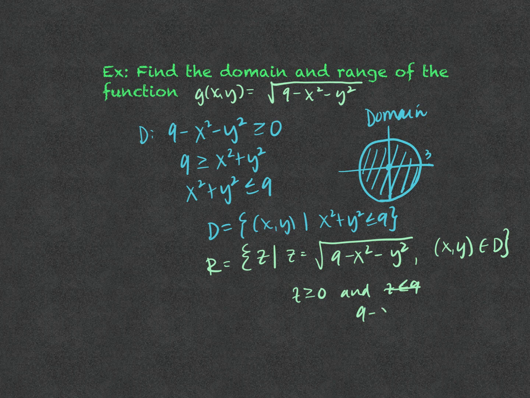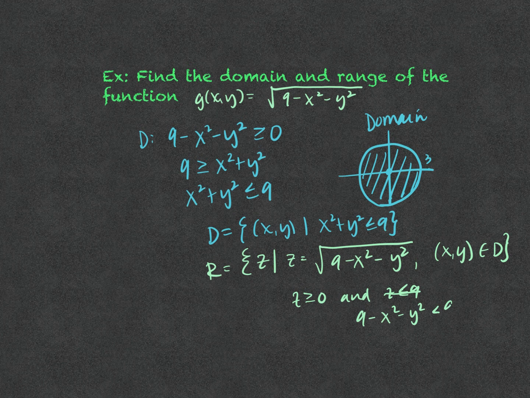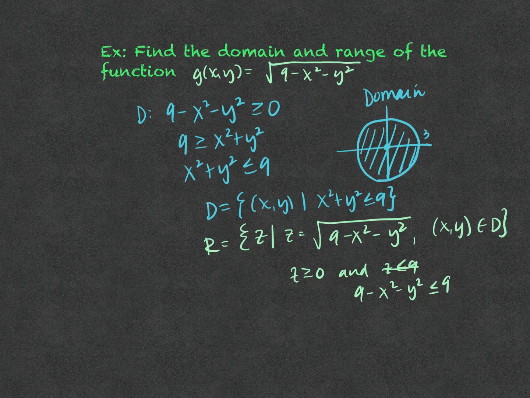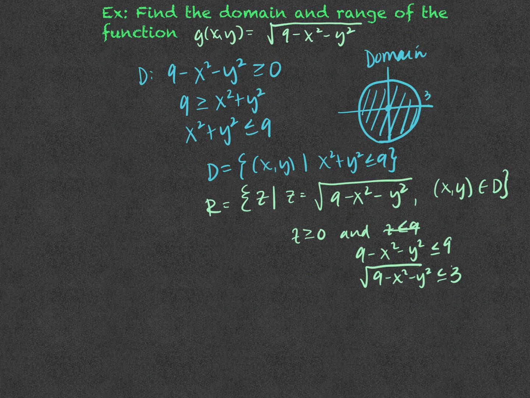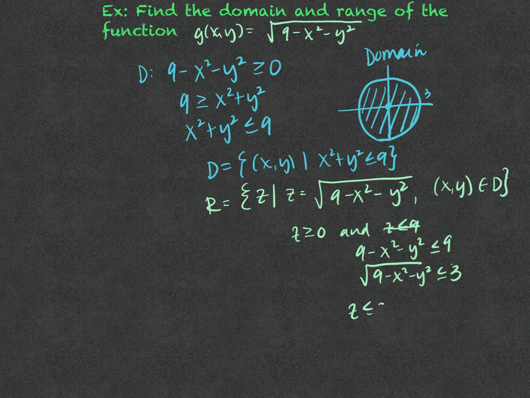Let's be a little more specific here. We could say 9 minus x squared minus y squared. If you have 0, 0 for x and y, then you get 9 here. So when you take the square root of both sides, you get the square root of 9 minus x squared minus y squared is less than or equal to 3. So that means z has to be between 0 and 3, which makes sense. Your z values are going to be between 0 and 3. So we could say that our range is equal to z such that z is between 0 and 3. It can be written as the interval [0, 3].